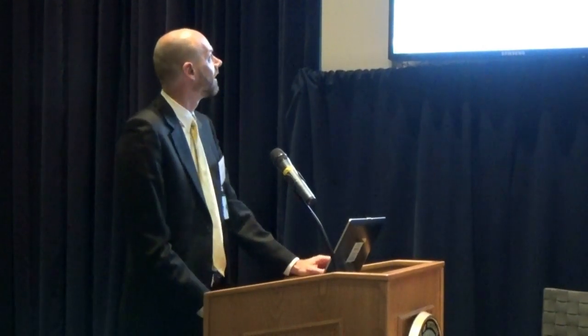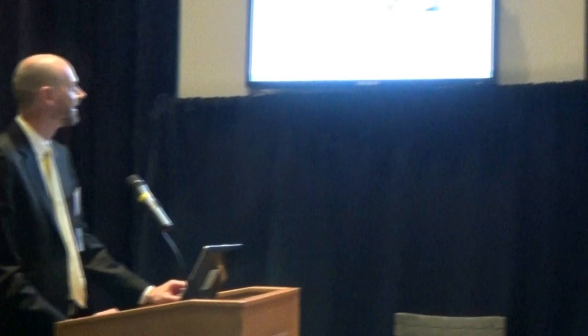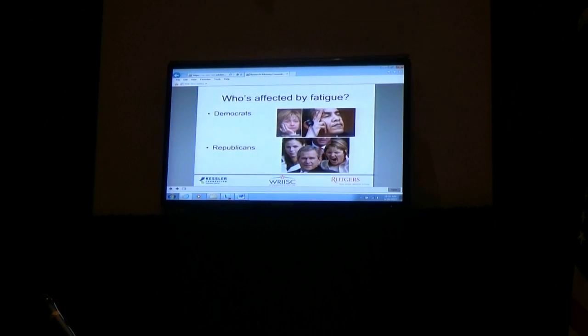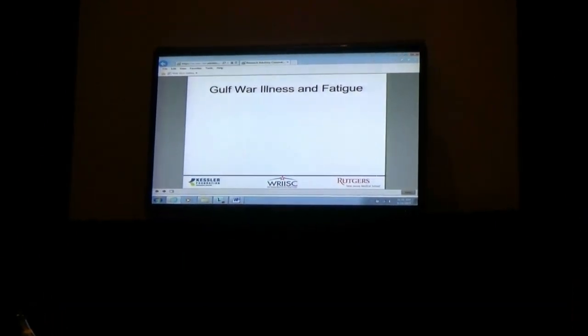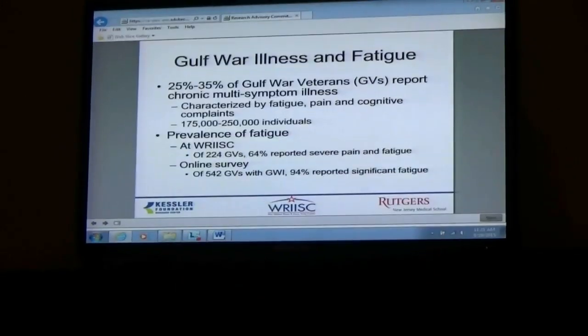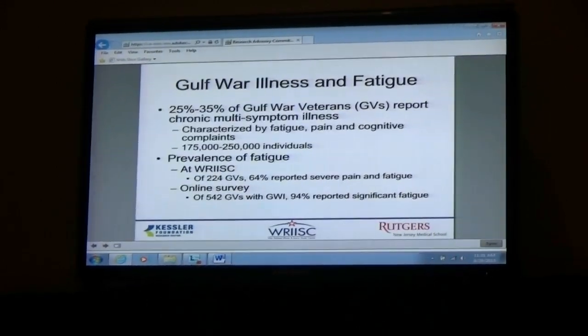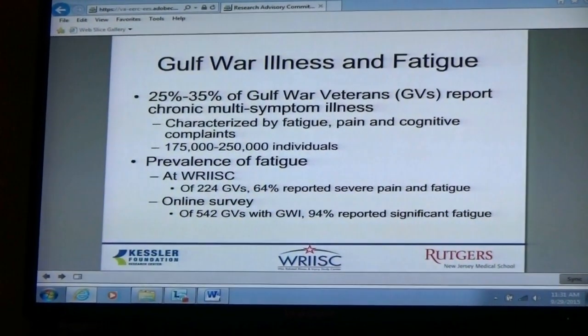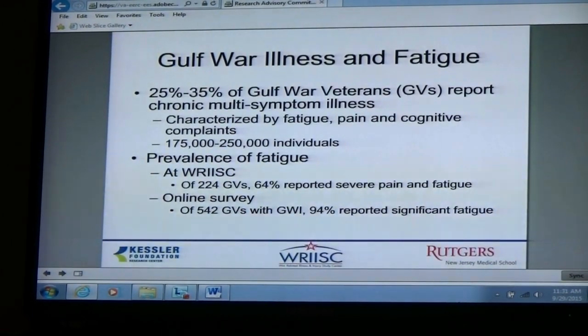And to start off, who's affected by fatigue? We are in DC. Democrats are affected by fatigue. And Republicans are affected by fatigue. Everyone is affected by fatigue. And to come back to Gulf War illness and fatigue, we know that 25 to 35% of Gulf War veterans report chronic multi-symptom illness, which is characterized by fatigue, pain, and cognitive complaints. And that's a lot of people, up to 250,000 people. And the prevalence of fatigue in this population is pretty high.